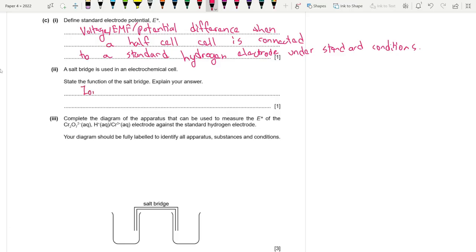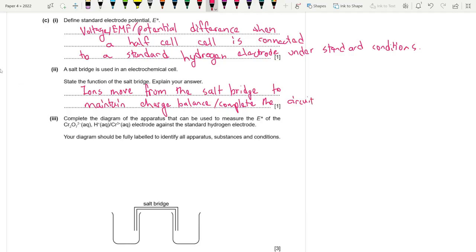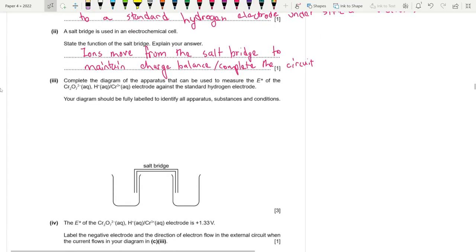So ions move from the salt bridge to maintain charge balance, or basically the salt bridge completes the circuit. Okay, to complete the circuit, to maintain charge balance or to complete the circuit.